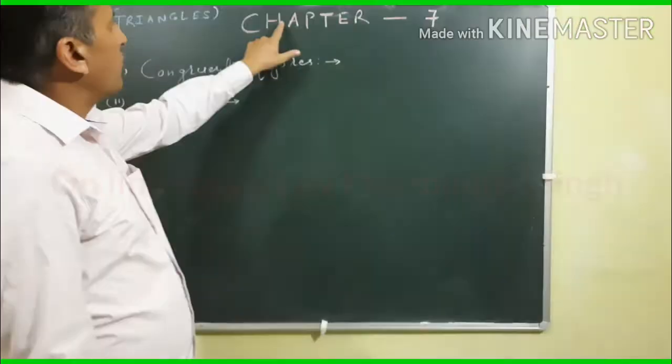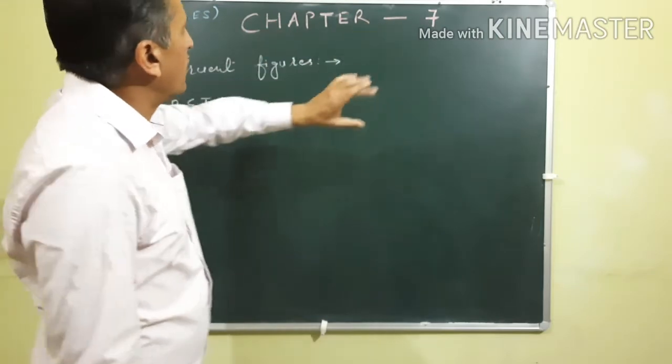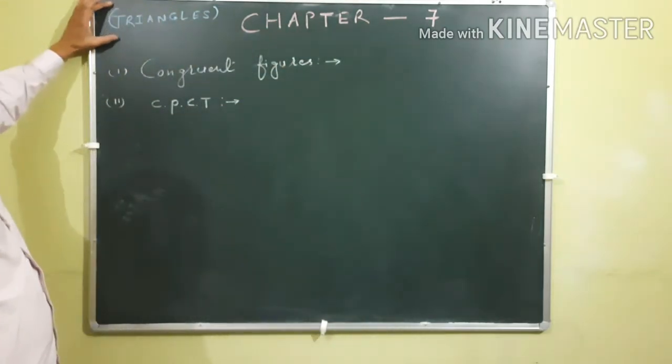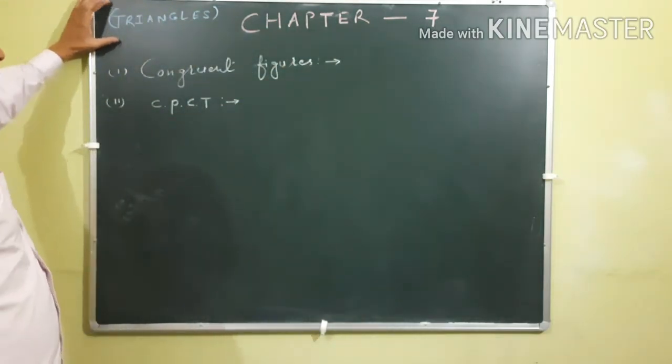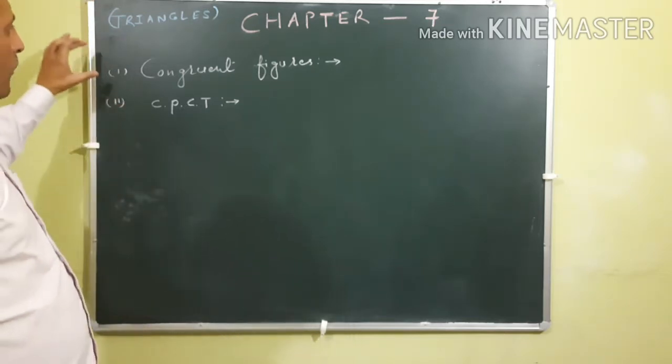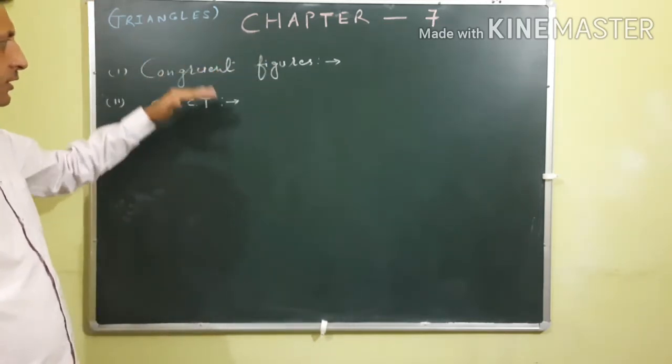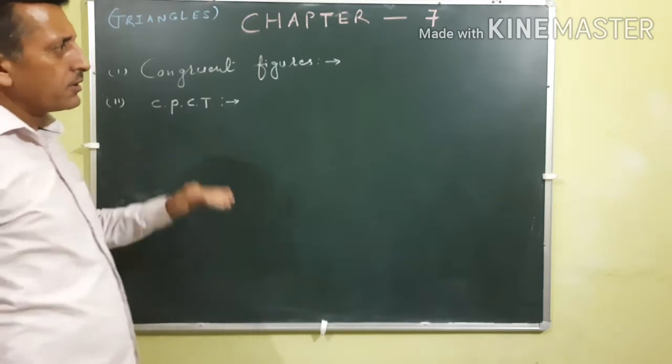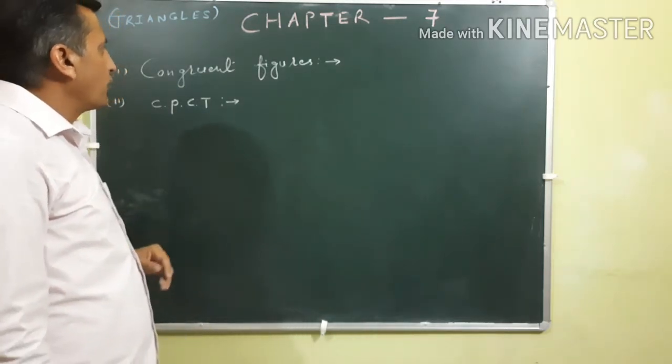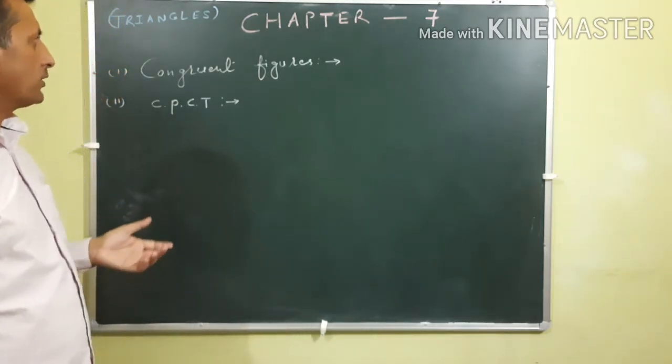Dear students, today I am going to discuss chapter number 7. That's a very important chapter, and the name of the chapter is Triangles. First of all, I want to introduce some definitions, and after that we will discuss the criteria for how we can show that triangles are congruent.